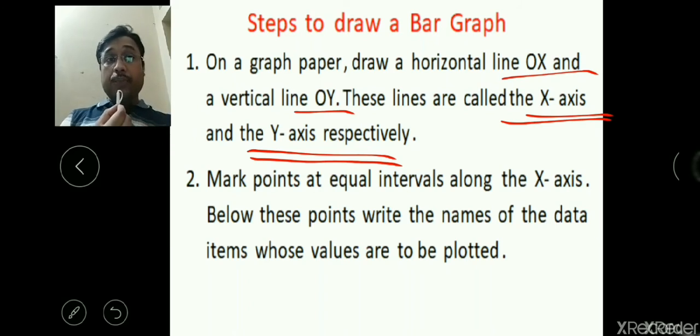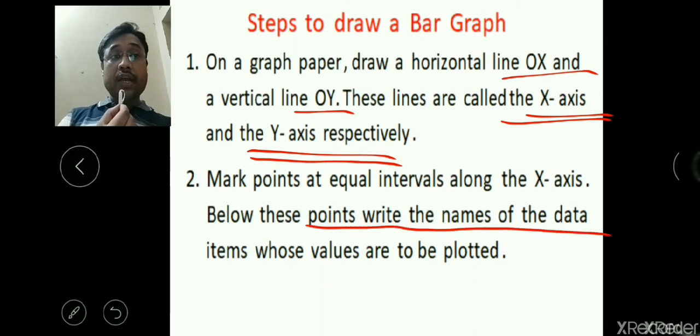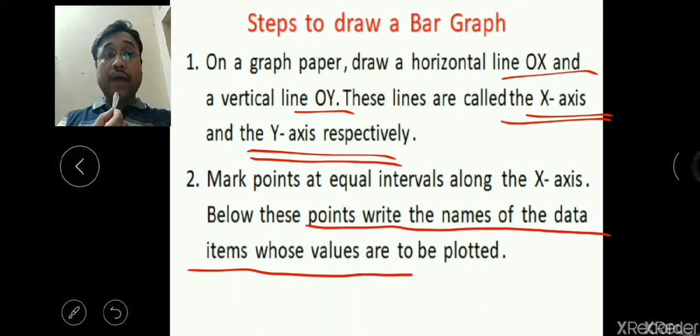After that, below these points, write the names of the data items that the bars are going to show. Just now I showed that in the sports graph, cricket, football, badminton, swimming, the different sports names are written on the x-axis. These are the data items. Below these points, write the names of the data items whose values are to be plotted, whose values you are going to show through rectangular bars, with their height.